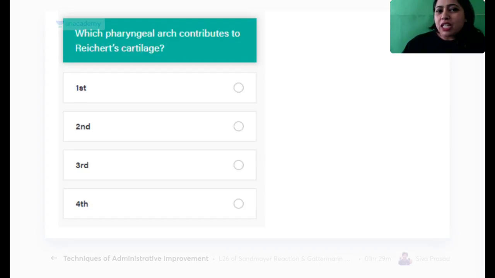Which pharyngeal arch contributes to Reichert's cartilage? Now you tell me this one. Pharyngeal arch, which one contributes to Reichert's cartilage? Second one, yes.